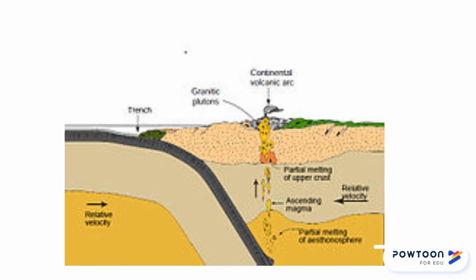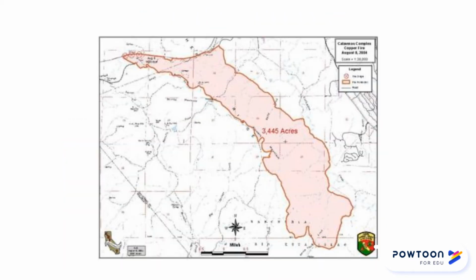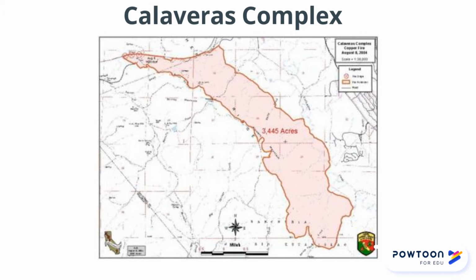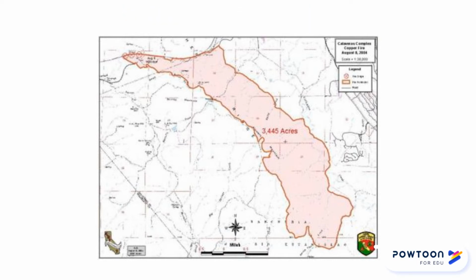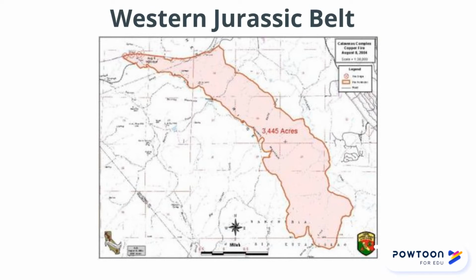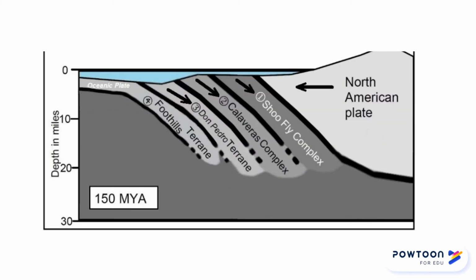The second orogeny, the Nevadan orogeny, created what is known as the Calaveras Complex, which is now a long central strip of the Sierra Nevada. Then, a similar process formed the Western Jurassic Belt, which makes up the western region of the Sierra Nevada. A multitude of orogenies created different subvertical terrains throughout California.